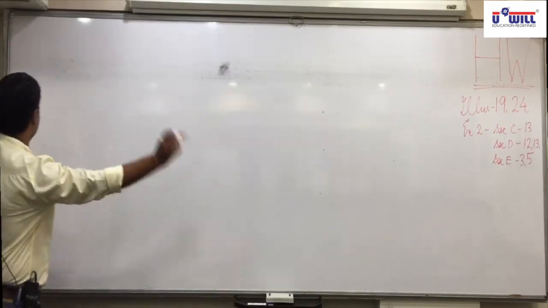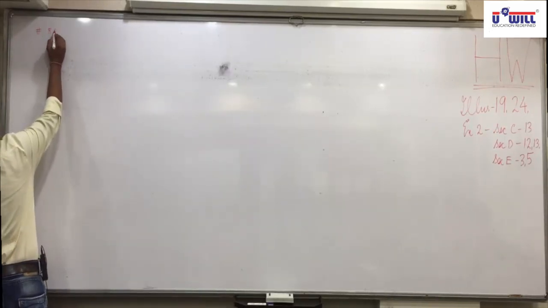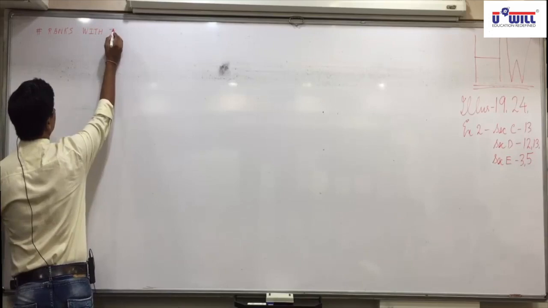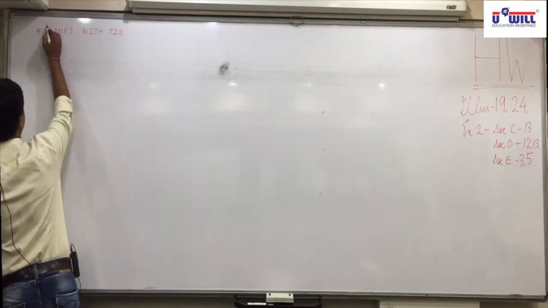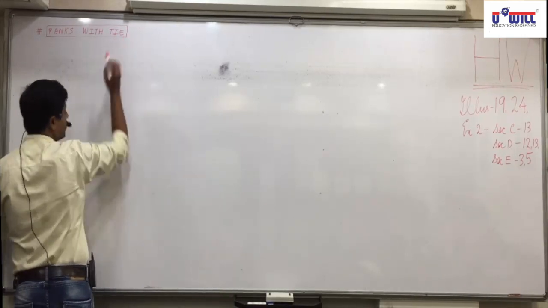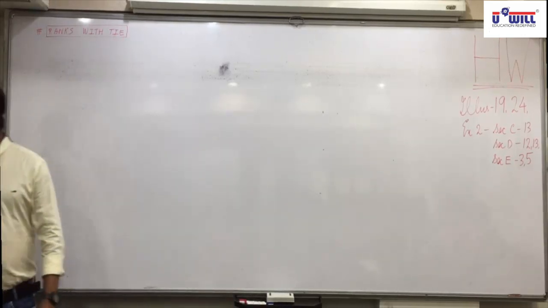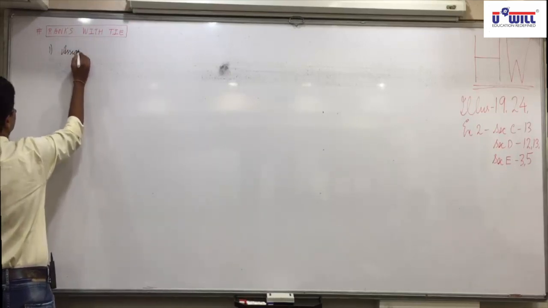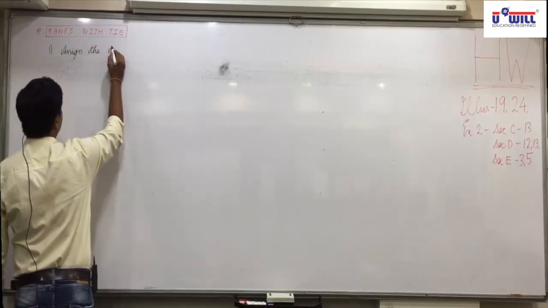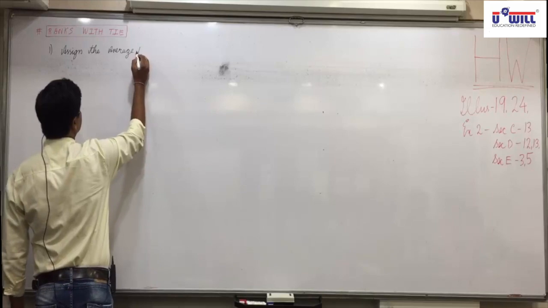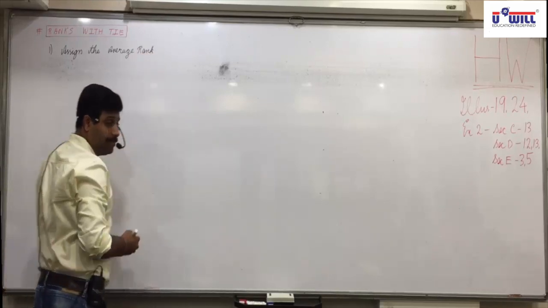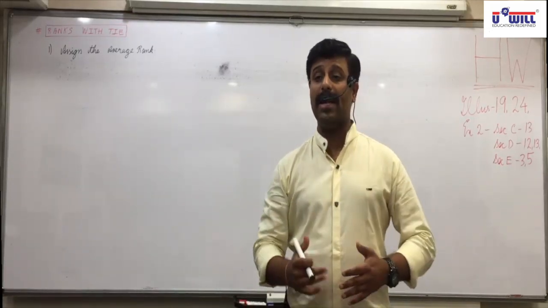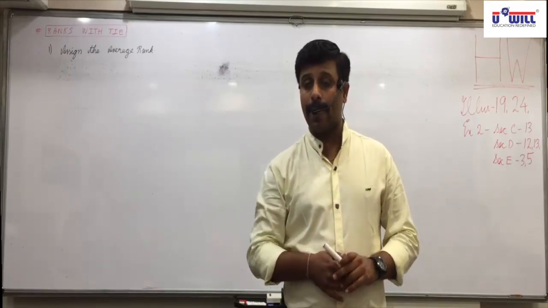Give the heading in your notebooks: ranks with tie. Three steps are to be understood here. First, you may write it along with me. Assign the average rank. Now understand this. And ask me if you are not clear, I'll explain it again and again. Because when I solve it, I'll be asking you and you must be able to answer.